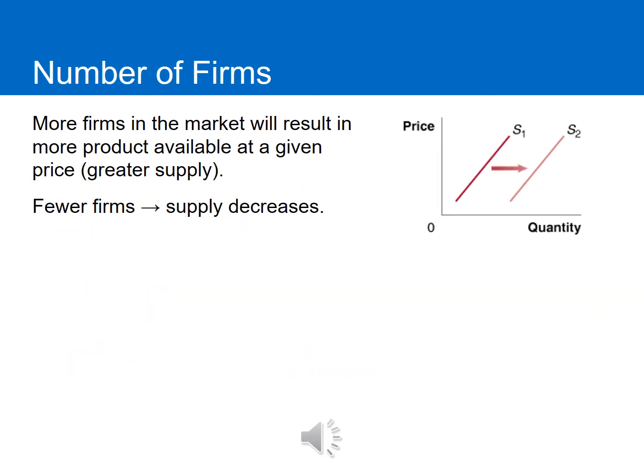Now let's look at the number of firms. The more firms that we see in a market will result in more products being available at any given price. We will see a greater supply because there's more firms offering the product. If there's fewer firms, we'll end up seeing supply decrease. So the figure on the right shows a new firm entering the market. Following the farming examples we've been doing, if a new farmer buys a plot of land and begins growing corn to sell, we'll see the supply curve for corn shift to the right. It'll shift from S1 to S2.